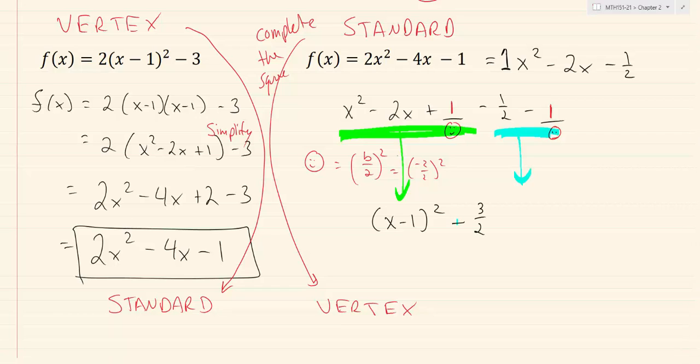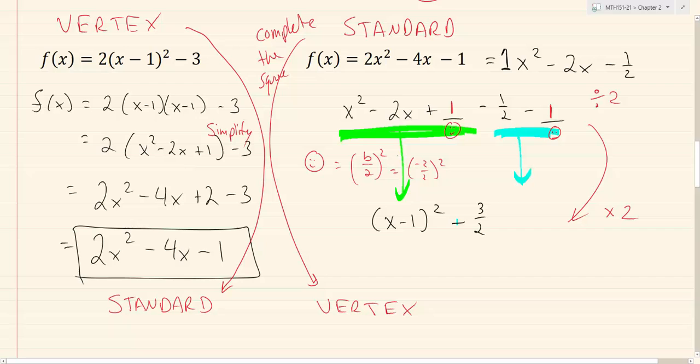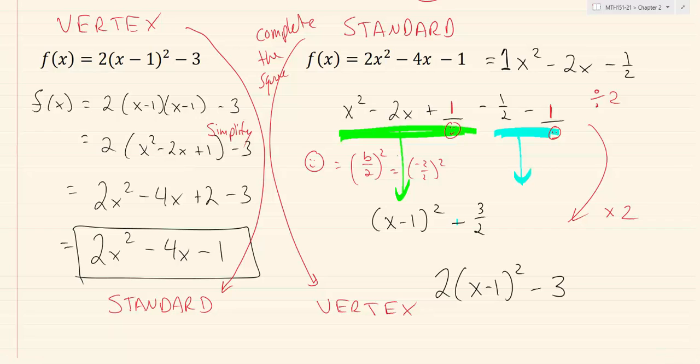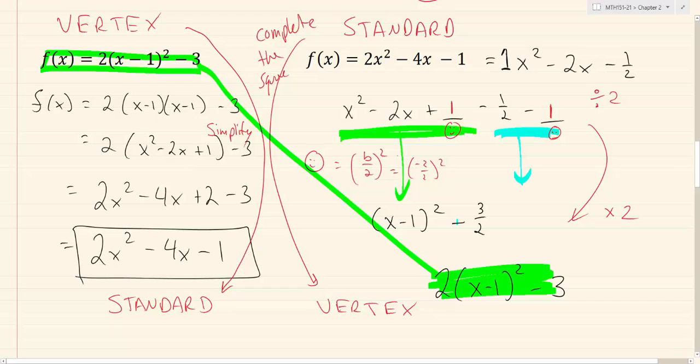Remember when we divided by 2 way up in the very beginning? So if we divide by 2 at this stage of the game, when we come down here, we need to multiply everything by 2. And so you're going to multiply this whole entire thing by 2, which is going to give you 2(x minus 1) squared minus 3. And you can see that's exactly what we had previously. So here's vertex format. It matches this. And here is standard format, and it matches this.